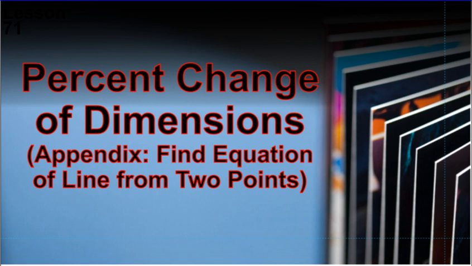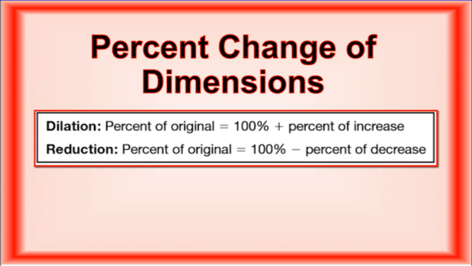Lesson 71, percent change of dimensions, and then the appendix lesson, find the equation of a line from 2 points. First off, what do they mean by percent change of dimensions? You have two terms here.